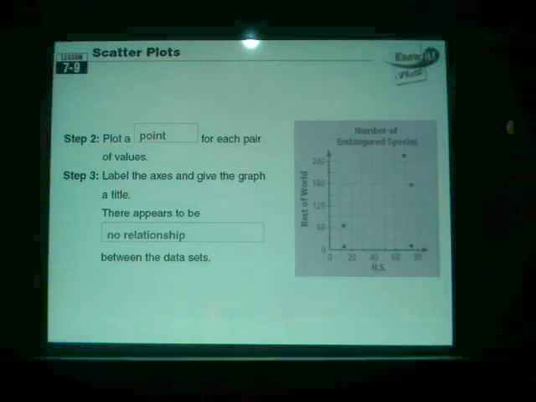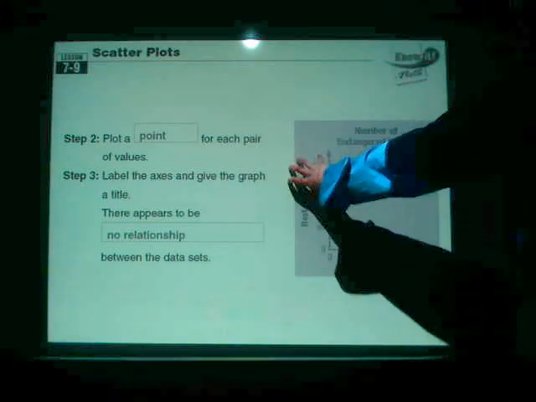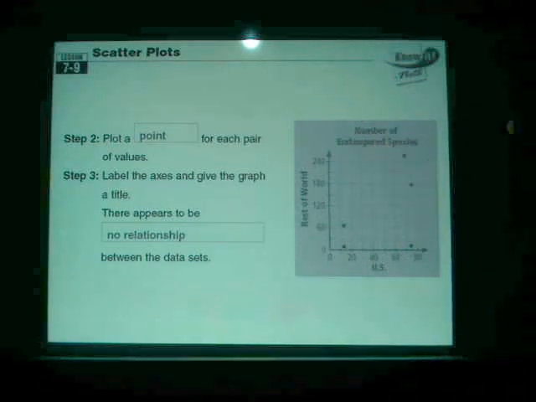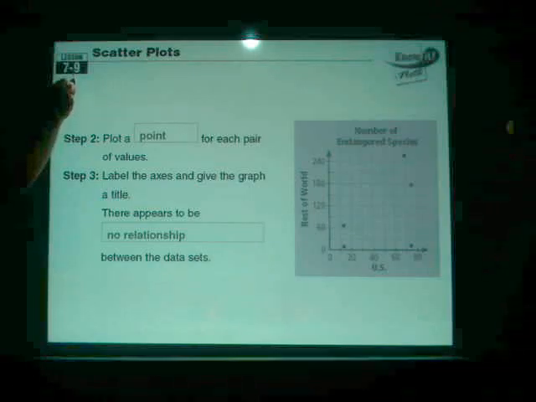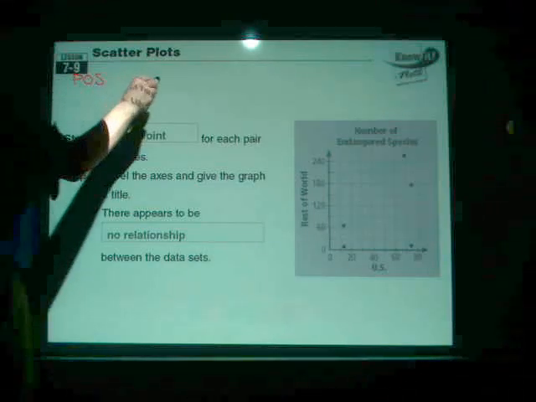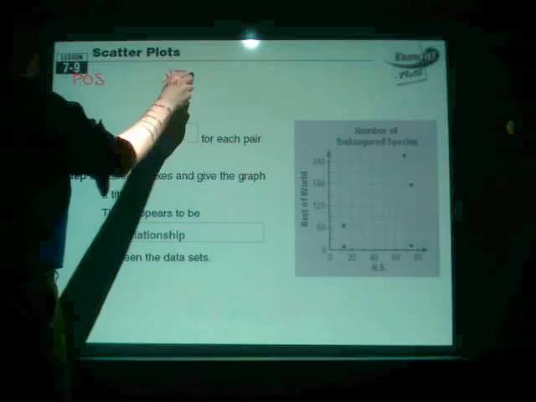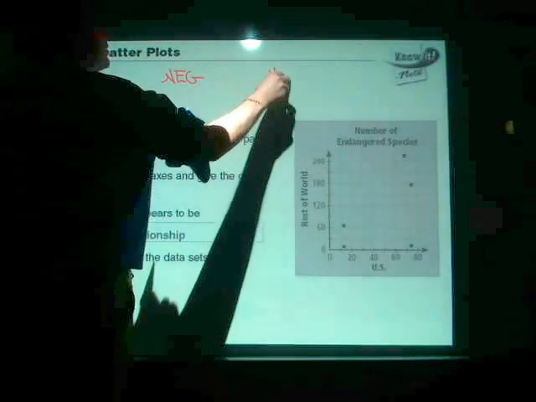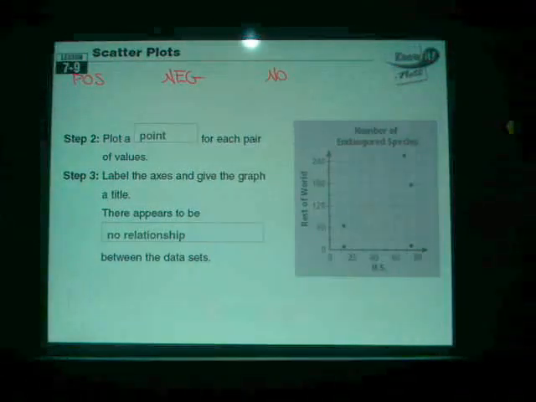And notice here then we're going to label the axes, US and rest of the world, and we gave the graph a title, number of endangered species. Now they're then asking about the relationship between the different data sets. There were 3 different relationships that were described in the definitions: a positive correlation, a negative correlation, and no correlation. And remember, they used the word correlation to mean relationship, which is, again, a piece of information they've actually already provided to you.